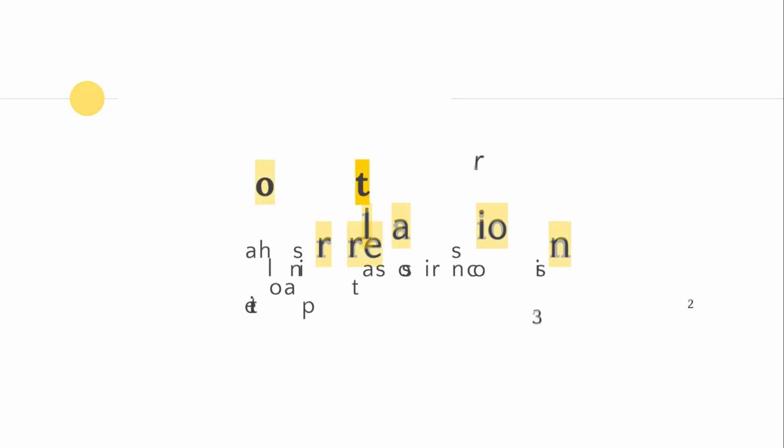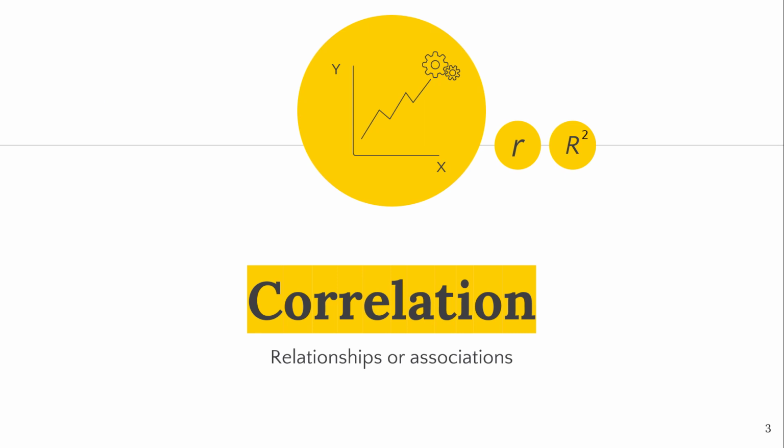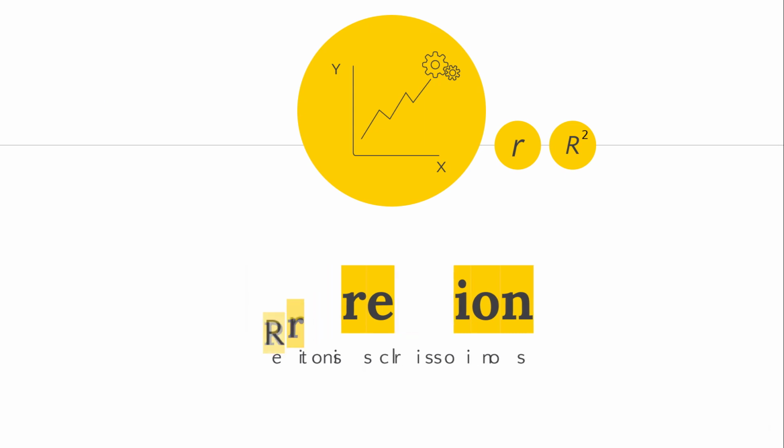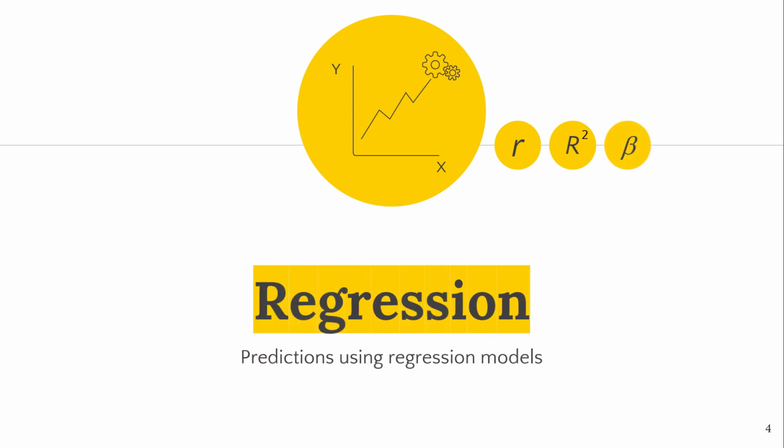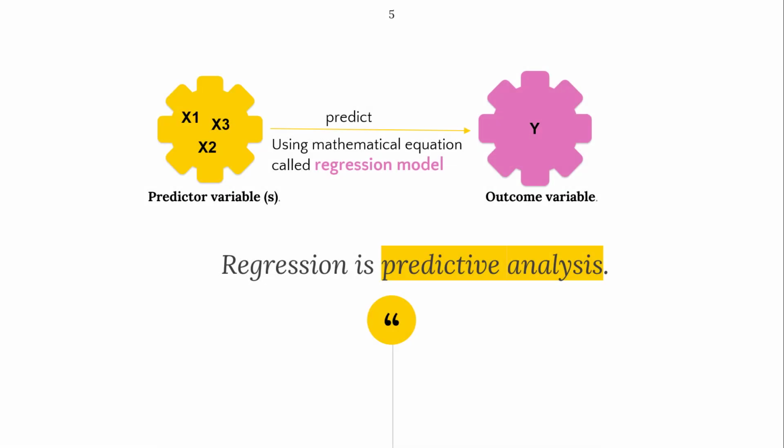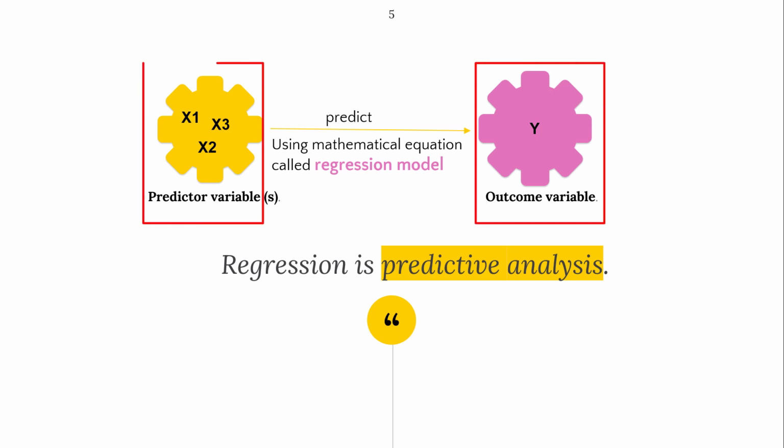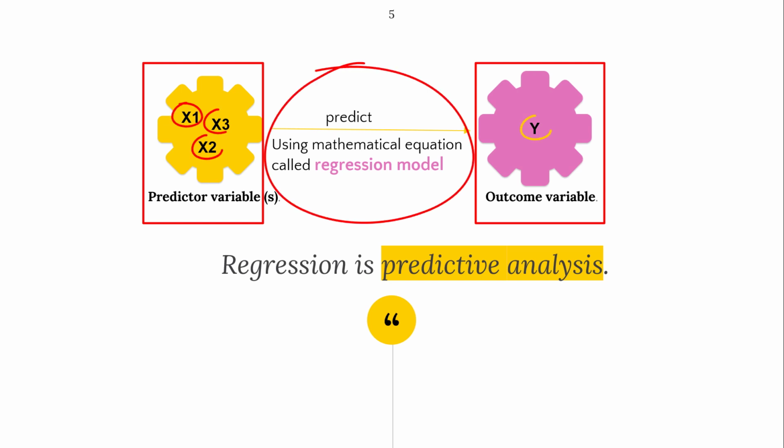When talking about relationships, I want you to think about correlation. In comparison, when talking about predictions, I want you to think about regression. Regression is a predictive analysis. It is used to predict an outcome variable based on predictor variables. Regression allows us to mathematically model the relationship between two or more variables using simple algebra.